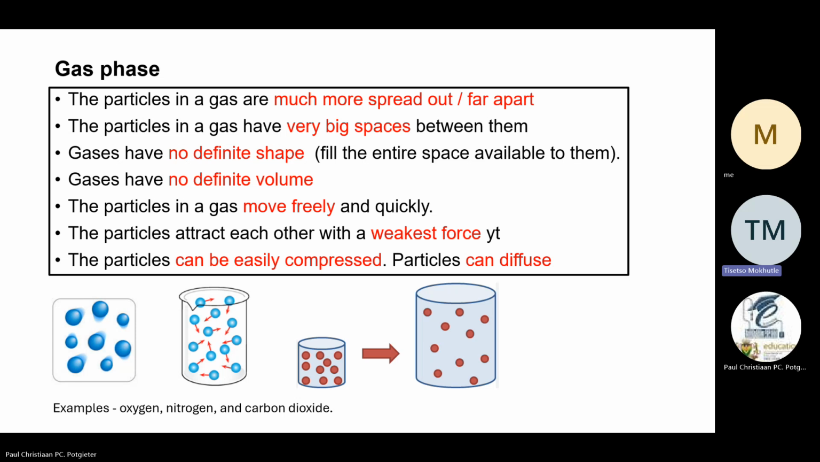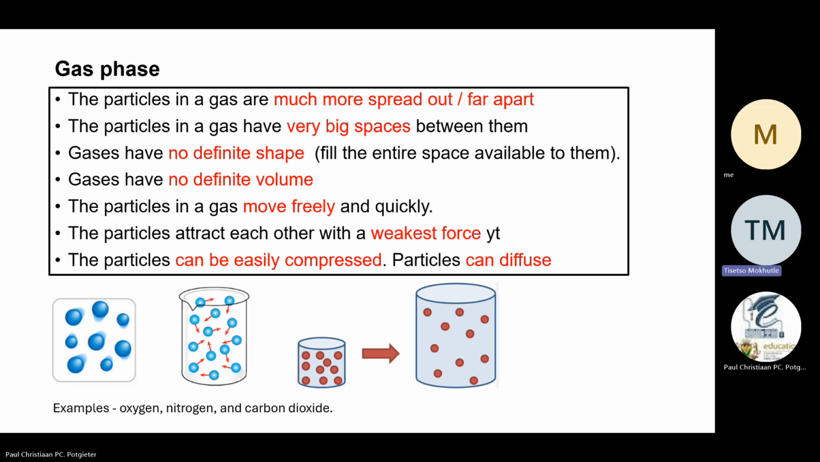Gases have no definite shape. They will always fill the entire space available to them. Even if you transfer them to an even bigger container, they will also spread as long as they can cover the whole space. Gases have no definite volume. Remember, volume is the space that can be occupied by any substance. In the small container, the volume inside is very small, so the gas was put in a smaller volume. In a bigger container, the gas was put in a bigger volume. It will always try to match that volume.